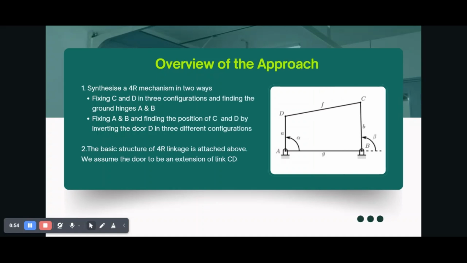Let us overview our solution starting with the approach. We first use the method of 3-position synthesis on pen and paper for studying the problem. The basic structure of 4R linkage is shown on the screen on your right hand side. We synthesize the 4R mechanism in two ways. First, we can fix C and D in 3 configurations and find the ground hinges A and B subsequently. In a reverse way, we can fix A and B and find the position of C and D by inverting the door D in 3 different configurations. Here we assume the door to be an extension of link C.